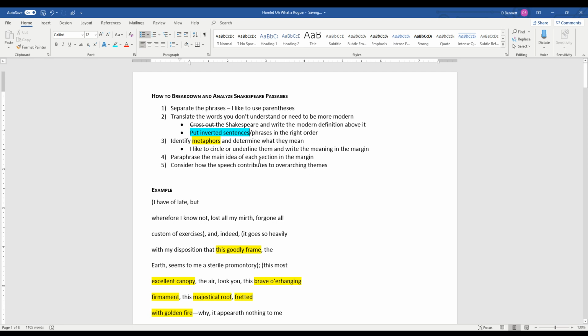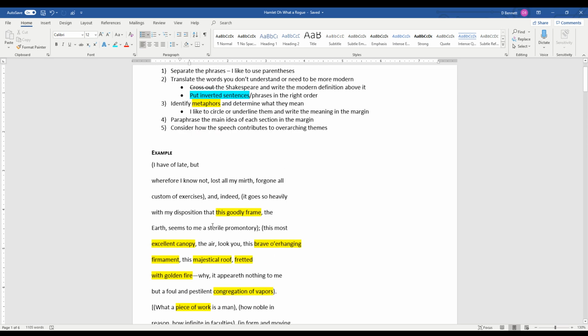Even after you've done that, Shakespeare is very metaphorical. And so you have to identify those metaphors and figure out what they mean. If I'm using a pen and pencil, I like to just circle them or underline them. I've highlighted them here in yellow. That's easier to do on Microsoft Word. And then we'll be using this margin area out to the side to write down that meaning.